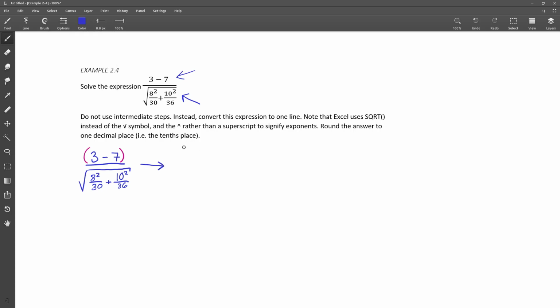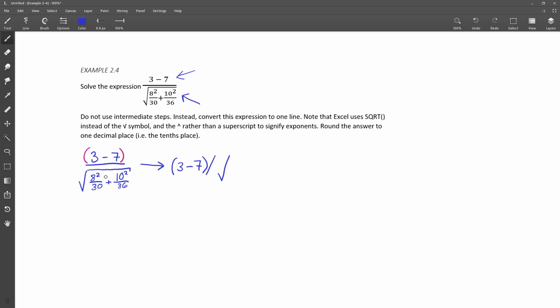So how would we write this thing on one line? Well, we start with the top of this formula, which is open parentheses 3 minus 7 close parentheses. Then we have our division sign. Then we have the square root. Now, what goes under the square root? What we see from the formatting under the square root is a couple fractions added together. We also have some exponents in there.